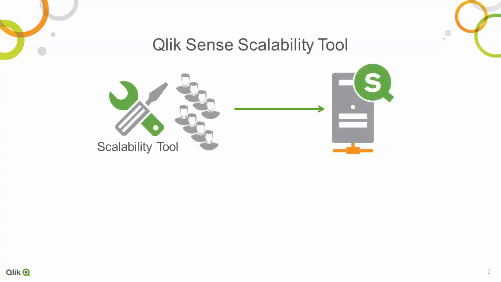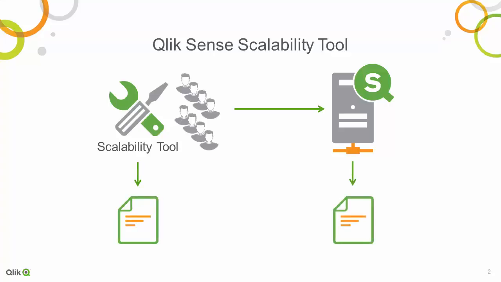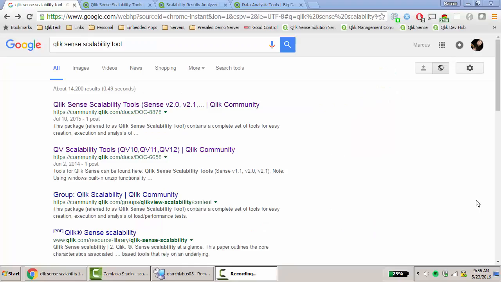The Qlik Sense Scalability tool is a tool that's been authored by the Qlik Scalability Lab and simulates virtual users against a Qlik Sense server. The Scalability tool captures output into log files, as does the Qlik Sense server along with performance counters, and those results are captured into a Qlik application for further analysis. Okay, so let's get started.